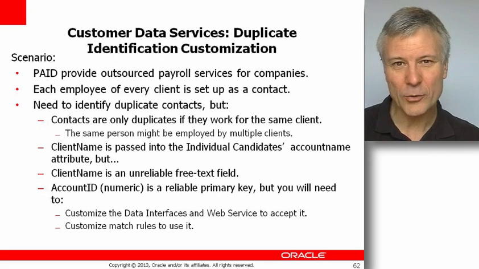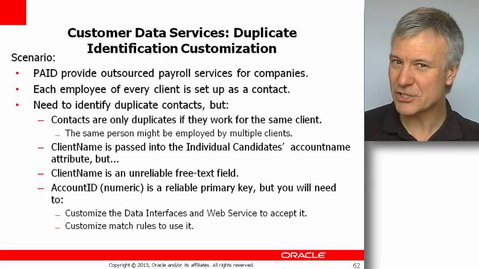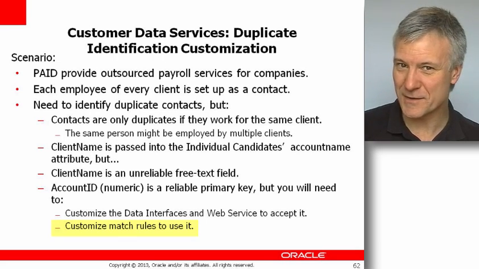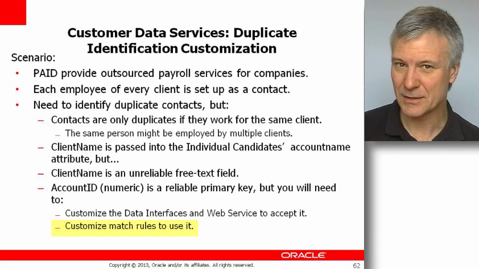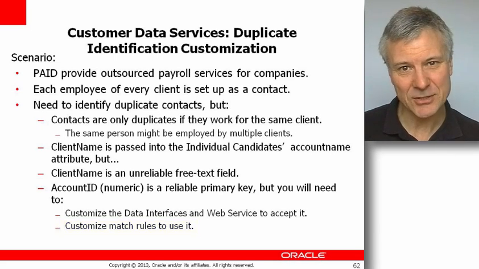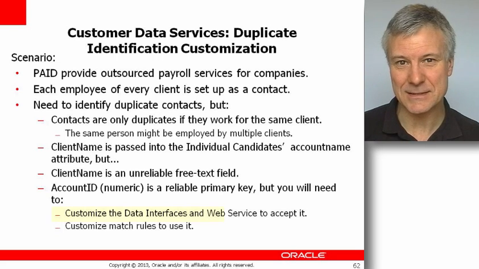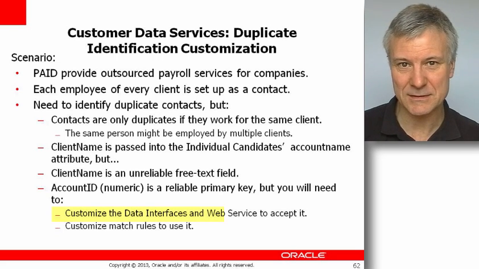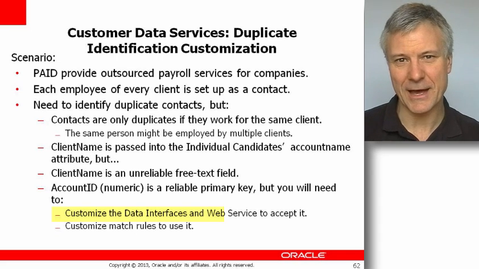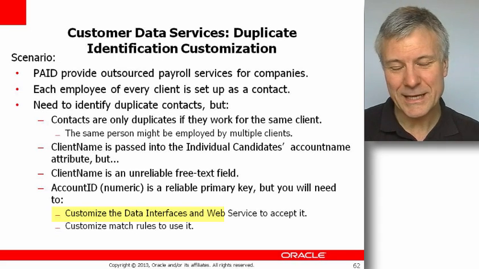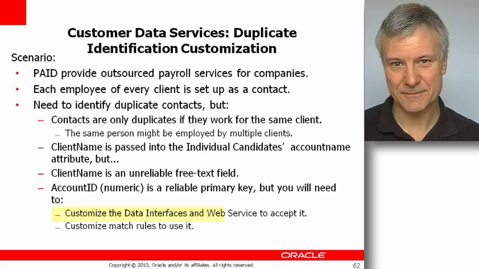Now, what are we going to have to do? Well, we'll have to change the match rules, because at the moment the match rules don't take into account whether an individual works for the same company or not. So we're going to have to make changes to the match rules. But we're also going to have to adapt the interfaces, the data interfaces and the web services around matching. And the reason for that is that we need to bring in a new attribute.